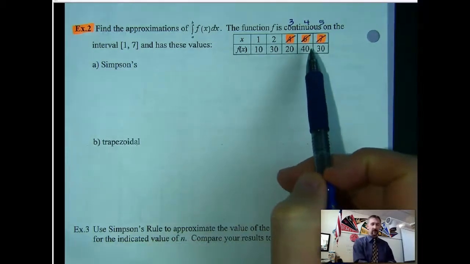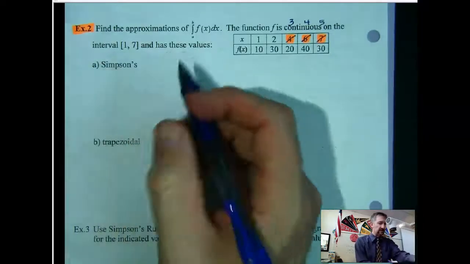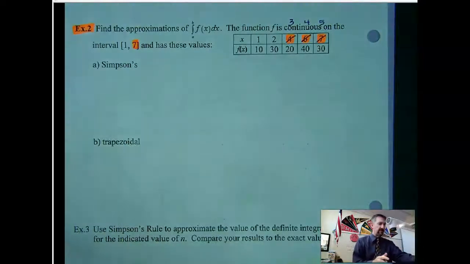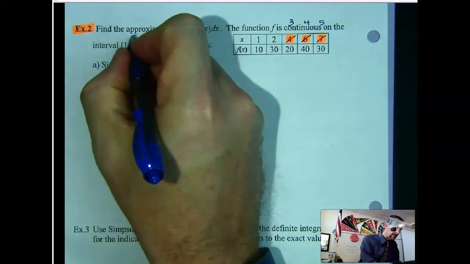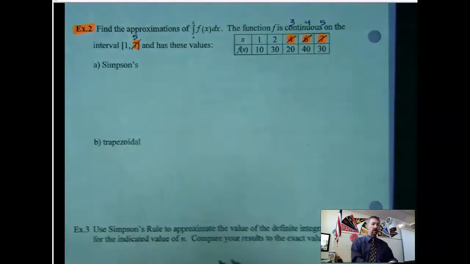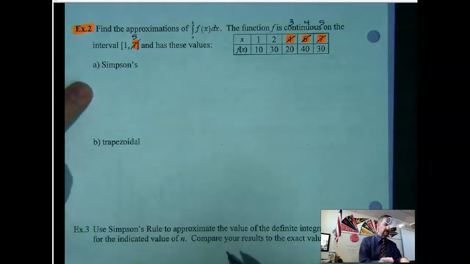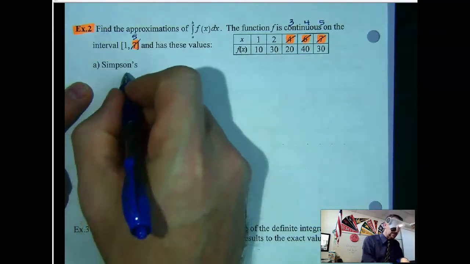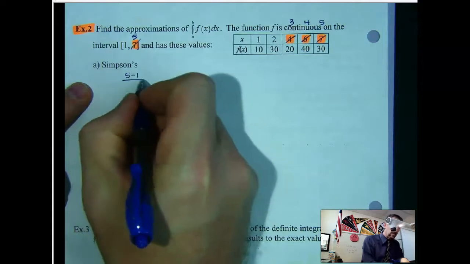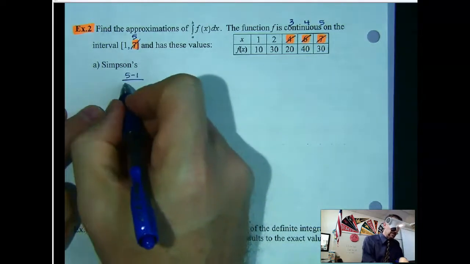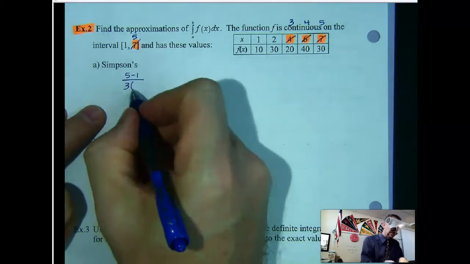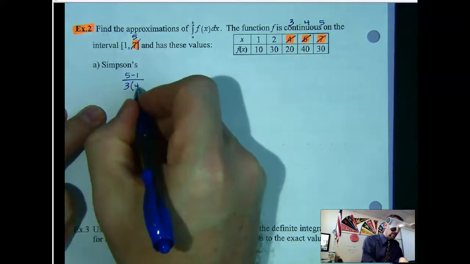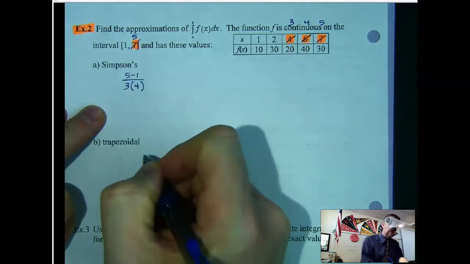So you don't need to highlight that in orange, that's for me. That means I need to change that. Oh, and we also need to change this here then. So it's going to be 1 to 5 instead. All right. So using Simpson's rule, that was b minus a. So that's going to be 5 minus 1 over 3n. And that's going to be 1, 2, 3, 4. N is going to be 4. It's going to be 4 subintervals.